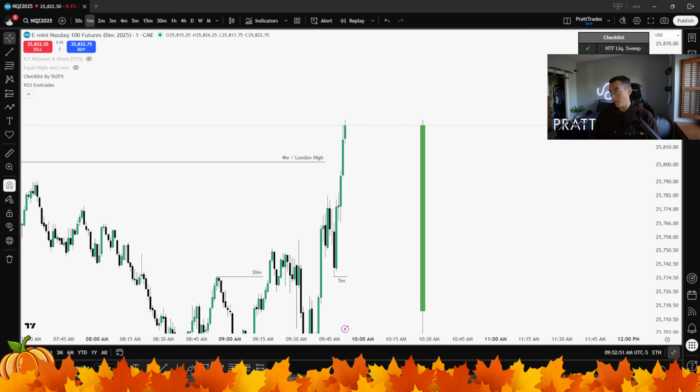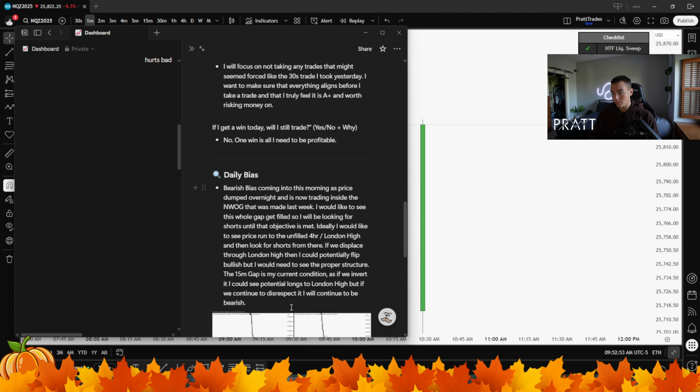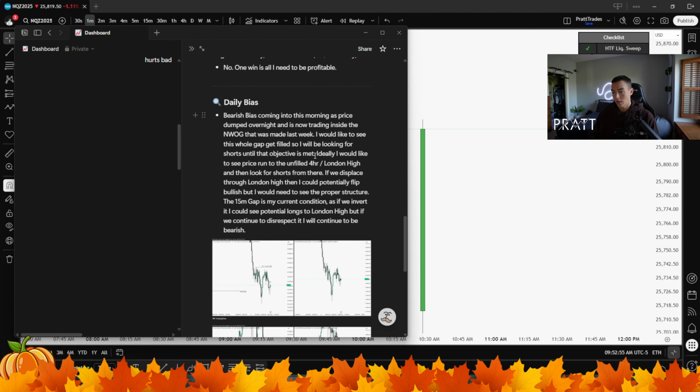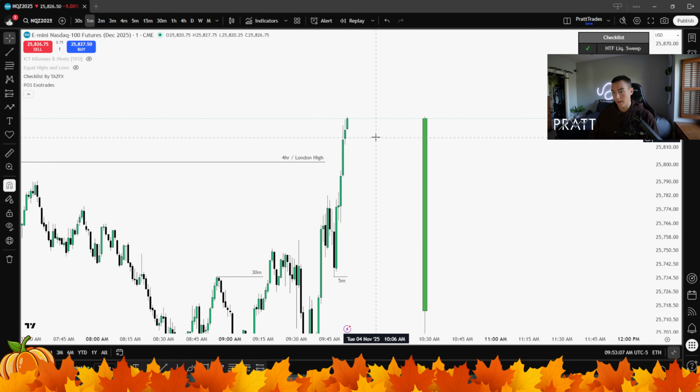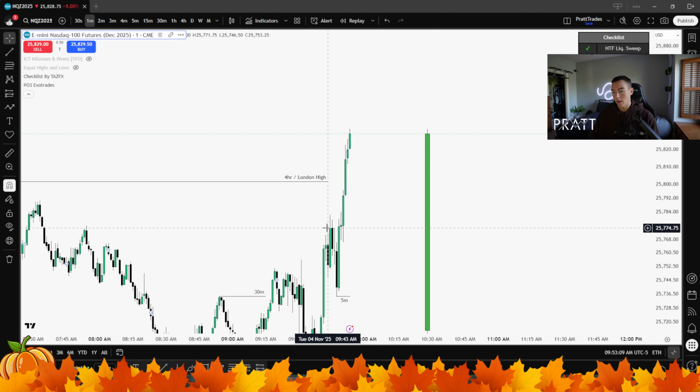If you look at my bias on the day, I said, ideally, I would like to see price run to the unfilled 4-hour / London high and then look for shorts from there. If we displace through London high, then I could potentially flip bullish, but I would need to see the proper structure. So that's exactly what I just said.